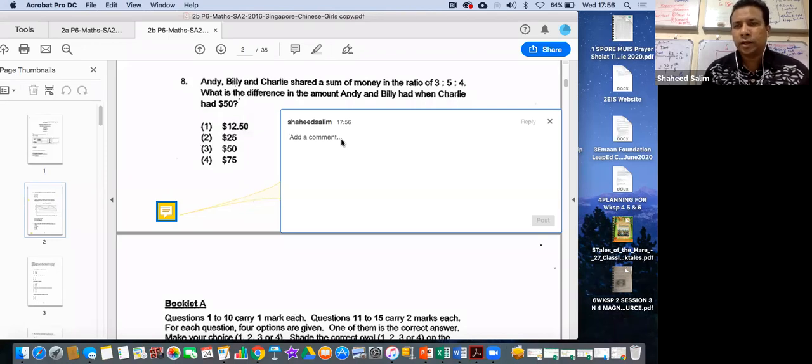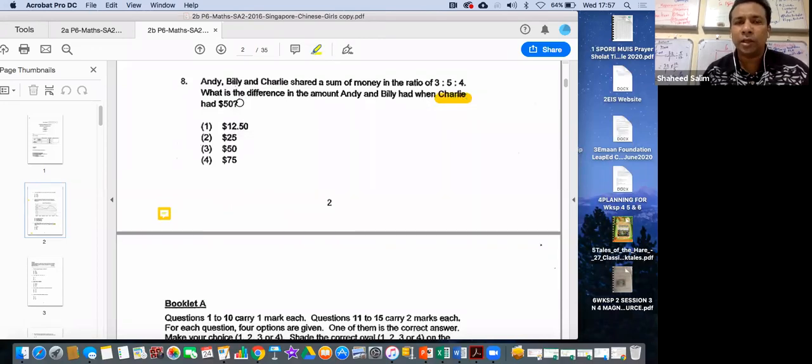Zahira sudah garuk kepala. Just a moment. Can do, Zahira, or we go through together again? We go through together, okay? Now, actually, it's quite easy. We're going to ask Zahira. Maybe she's tired now. When Charlie had $50, here, how many units does Charlie have, Zahira?